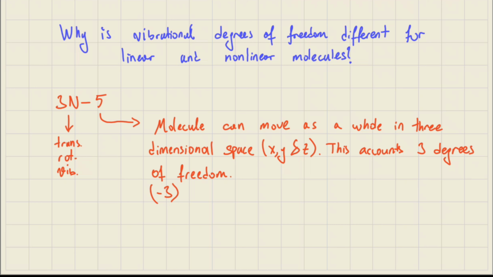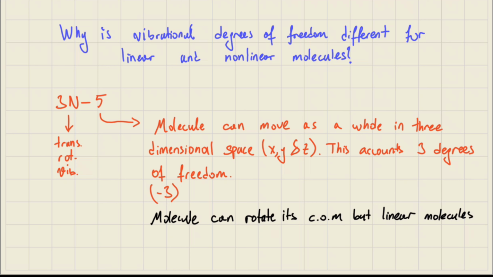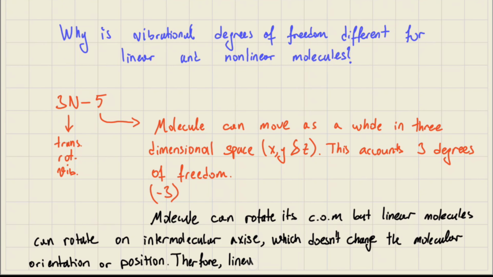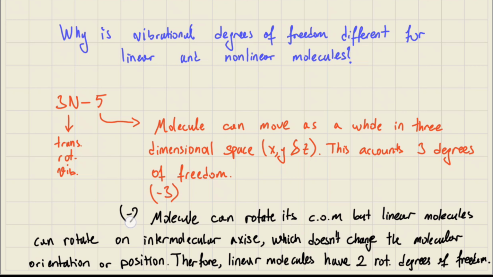And a molecule also has rotational modes. A molecule can rotate around its center of mass, but linear molecules can rotate on the intermolecular axis, which doesn't change the molecule's orientation or position in space. Therefore, linear molecules have 2 rotational degrees of freedom. So as you see, we have minus 2 rotational and minus 3 translational modes for linear molecules.